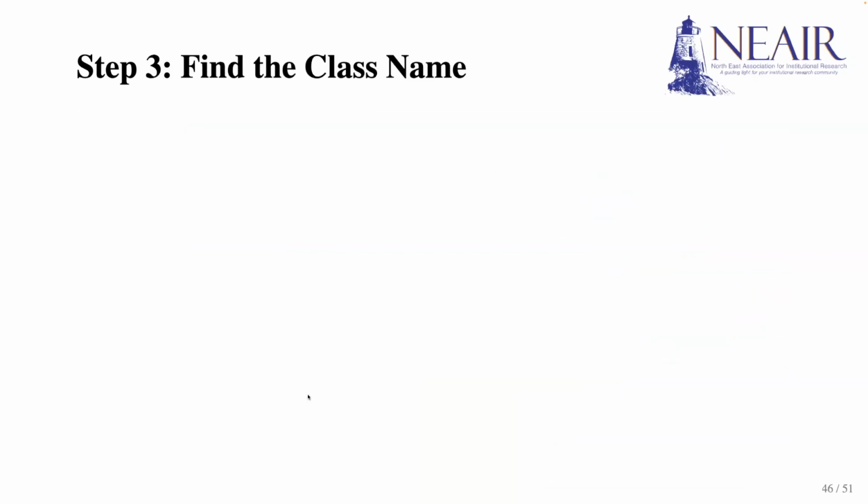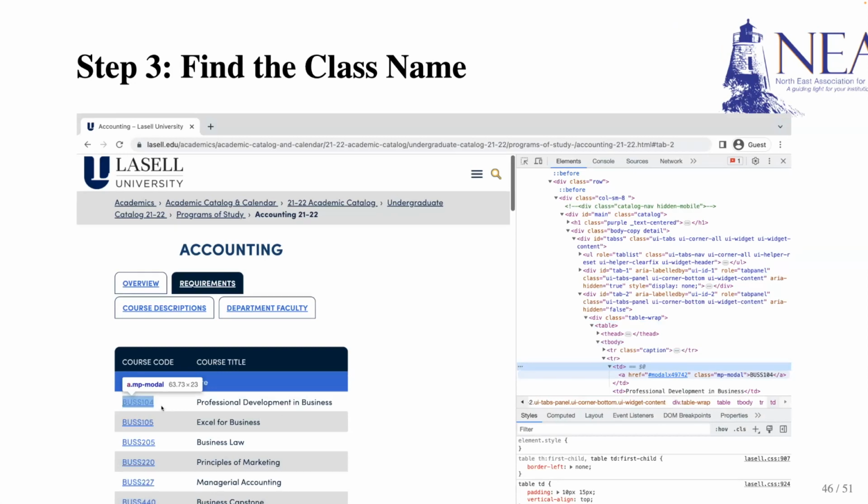It appears that the corresponding HTML syntax is a.mp model. After consulting with ChatGPT, we learned that a stands for a hyperlink element, and mp model is a customized class name for the course code. All course codes should have the same class name, and that would be what we'll use to extract all the course codes. Next, let's focus on the course titles.